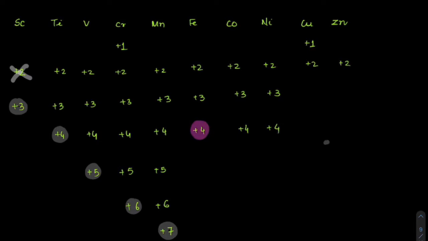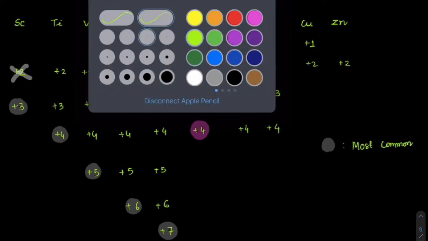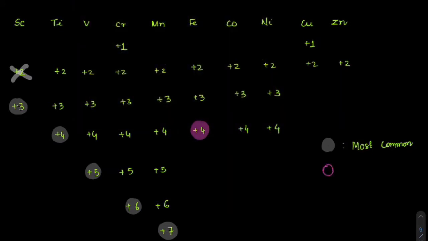So I'll write it here. This represents most common, while this color is representing unstable. This is an unstable form. So these are their oxidation states.